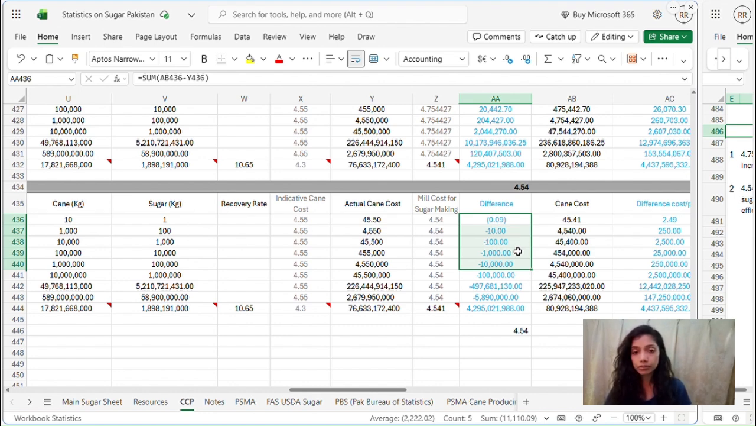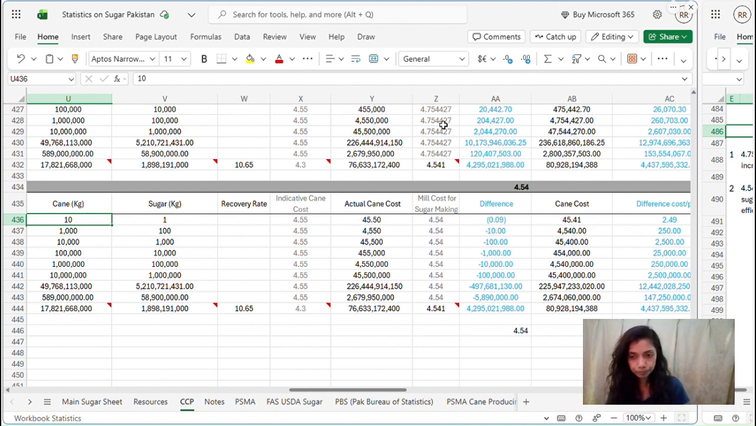We may not know the reasons actually, but mostly it could be cost savings. What I'm trying to say is we may not know the exact reasons, because here we have only considered the factor that the cane was 10 kg to produce 1 kg of sugar, and that this 10 kg costed 45.41, and we have only added one factor here.